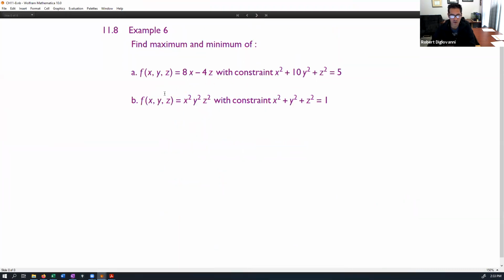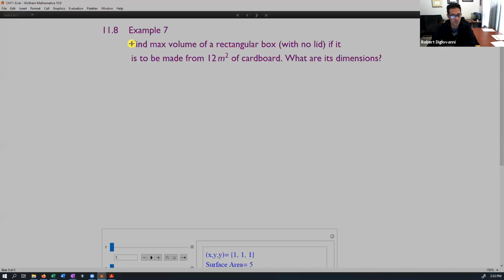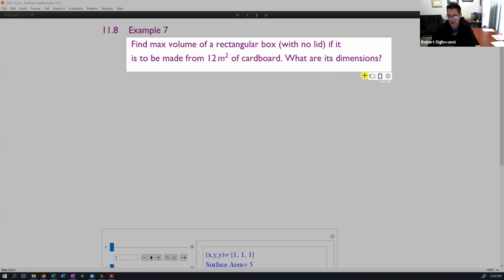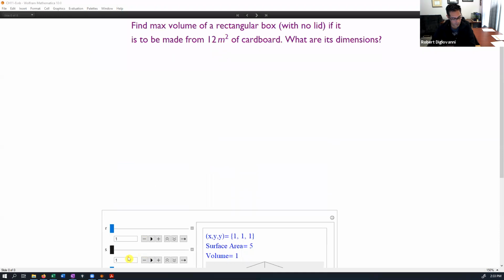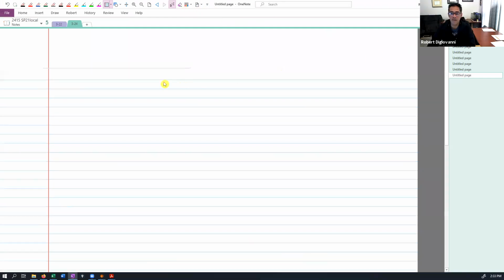Now I have 2 problems here for you. I was going to do these in class, but I don't have time. And then I have another word problem. This is a problem that you would have done in a calculus class. Find the max volume of a rectangular box with no lid if it is to be made from 12 square meters of cardboard. Since I have 7 minutes, we can at least set this up. Do you remember doing something like this in Cal 1? Yeah?